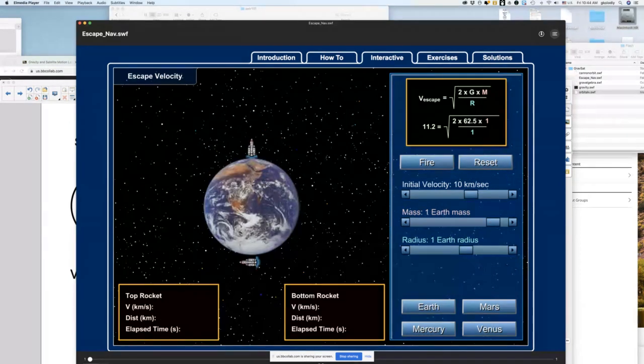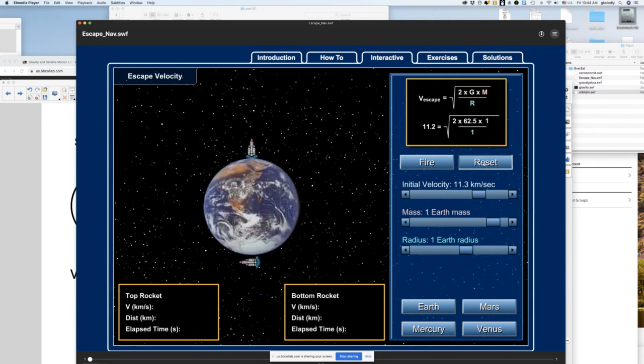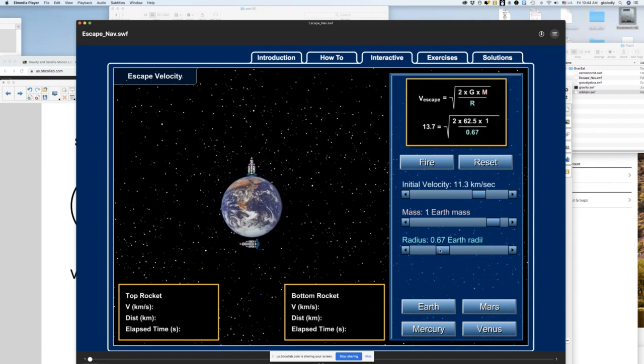Let's reset it. And now let's fire it out with just a little bit bigger than the escape velocity. And we see that the rockets do not come back. So let's take a look what would happen if we change something about the Earth. For example, if the Earth was smaller, same mass, but the radius was smaller. That means we're going to make r not 1, but less than 1. Let's say a half.